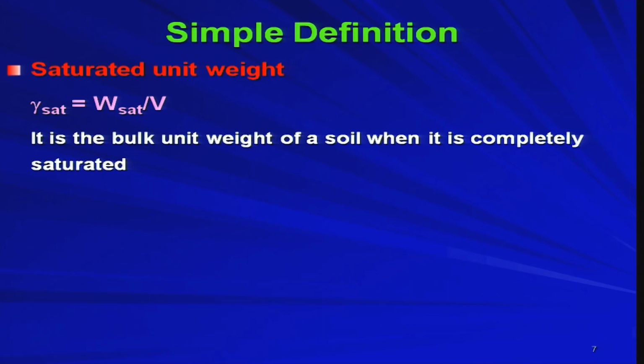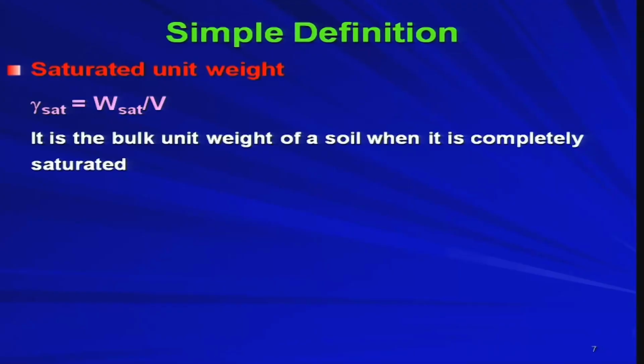Now, saturated unit weight, when I am talking about, this is nothing but the bulk unit weight. We are defining this in a little bit different way to differentiate from the bulk unit weight. This is the bulk unit weight of the soil when it is completely saturated. So, the expression is gamma sat equal to W sat by V. It is very similar to the bulk unit weight expression, only thing is that we are taking the weight of saturated soil.